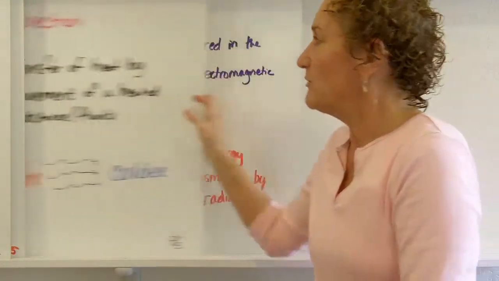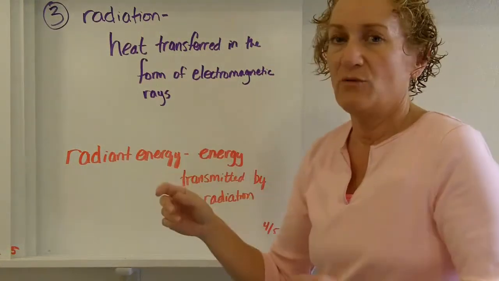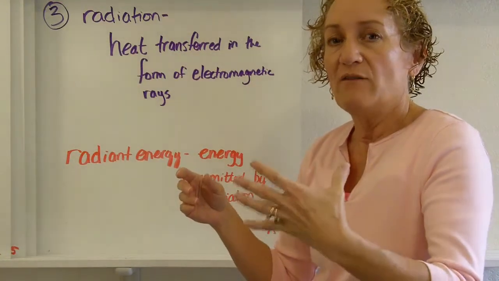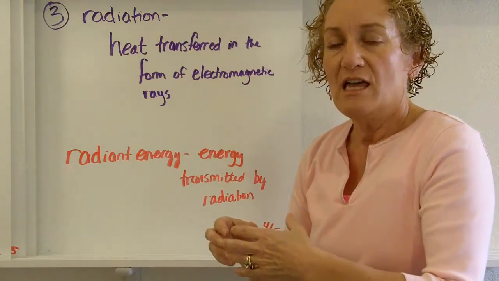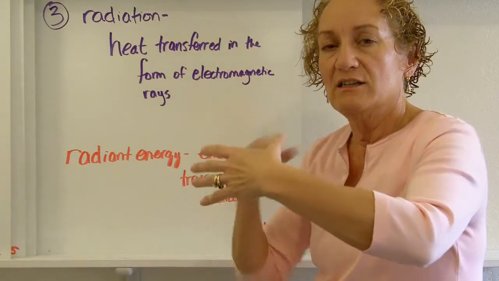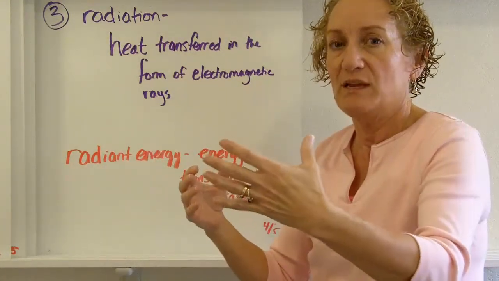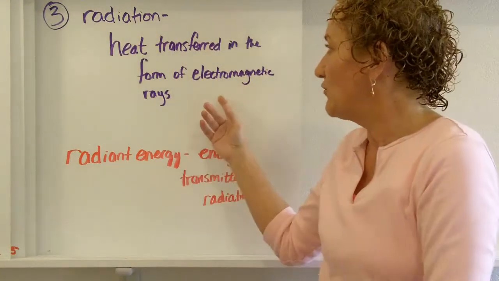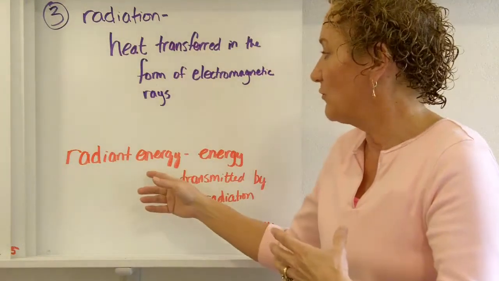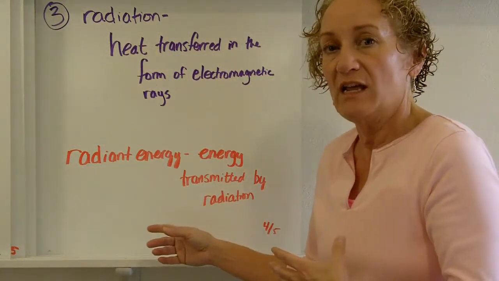The third way we talked about was radiation. And radiation is heat transfer in the form of electromagnetic rays. Now, when we think about the sun warming the earth, obviously we're not in direct contact with the sun, and we're too far for the warm air from the sun to actually come all the way to the earth and warm the earth. So what's actually happening is that energy is in the form of electromagnetic rays, and that gets through the earth's atmosphere and warms the earth. So radiant energy is what we call that. It's energy transmitted due to radiation.